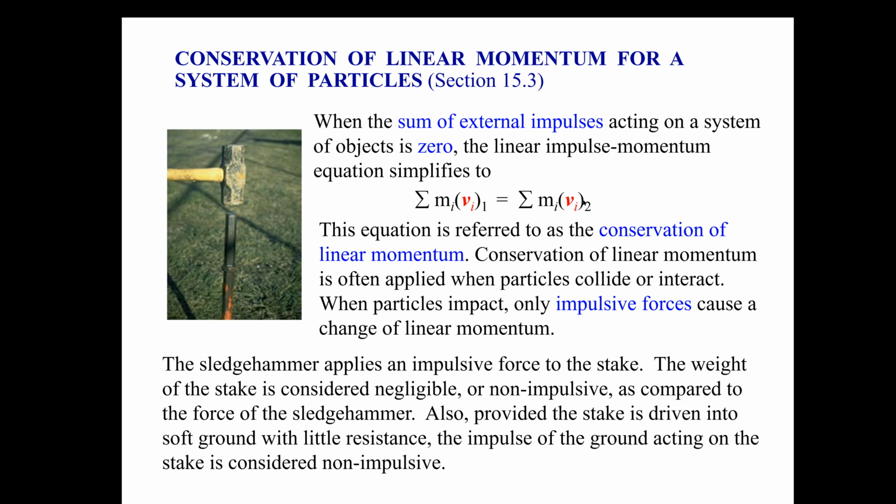Now, when we look at the linear impulse and momentum equation, if we have a system where the sum of the external impulses acting on the system is zero, then we have a simplified equation where the initial momentum is equal to the final momentum. So if there are no external forces, or no external impulses, this is the conservation of linear momentum. And this is what applies when you're talking about how particles collide and interact, and it's actually in section 15.4. We're going to look at impacts.